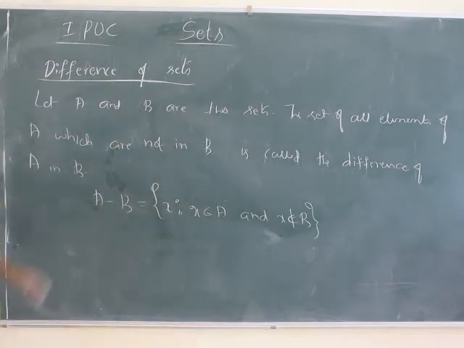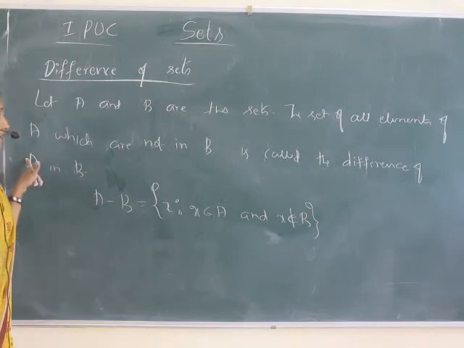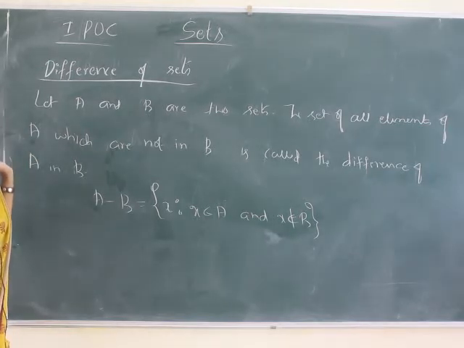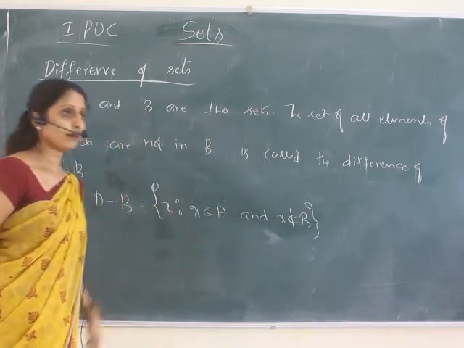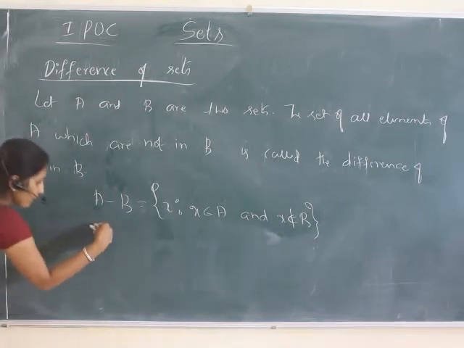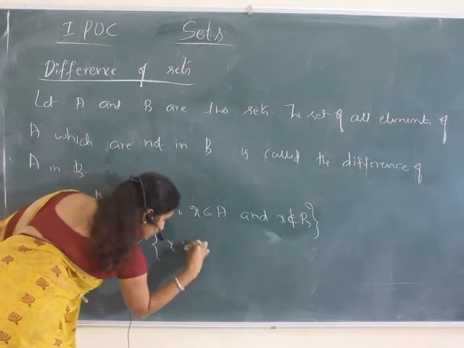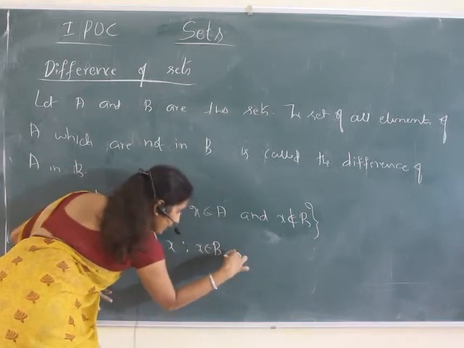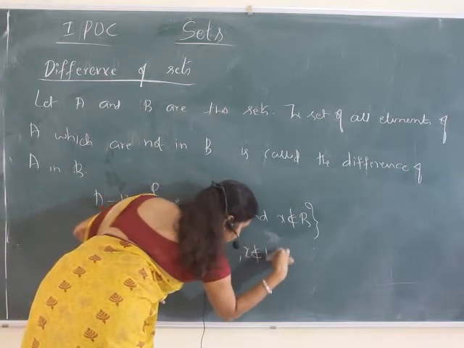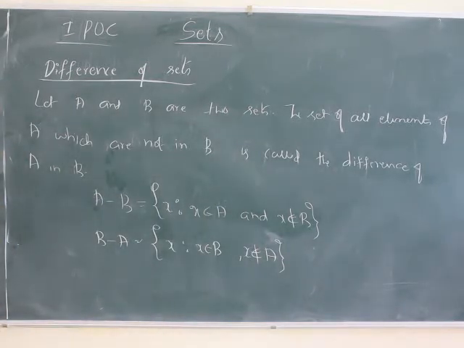Then what is B minus A? A and B are any two sets. Then the set of all elements of B which are not in A is called the difference of B in A. A minus B means all the elements of A which are not in B. B minus A means all the elements of B which are not in A. So we can write B minus A as the set of all elements X such that X belongs to B and X does not belong to A. All the elements which belong to B but do not belong to A.